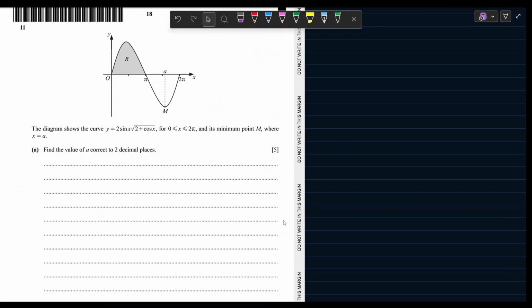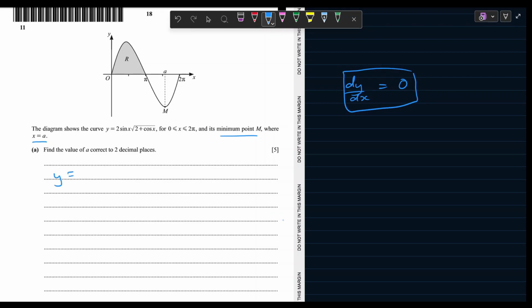The diagram shows the curve y is equal to 2 sine x square root 2 plus cos x for x between 0 and 2 pi and its minimum point m where x is equal to a. Find the value of a correct to 2 decimal places. So we want to find the x coordinate at a minimum point. So the main idea here is going to be dy dx is equal to 0. We know that at a stationary point, the gradient is equal to 0. So what we need to do here is to find our dy dx.